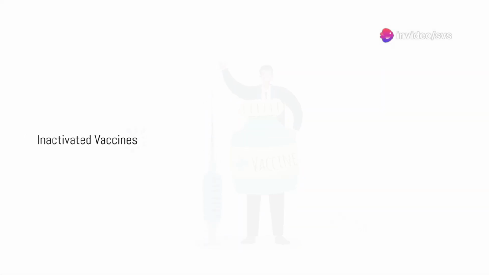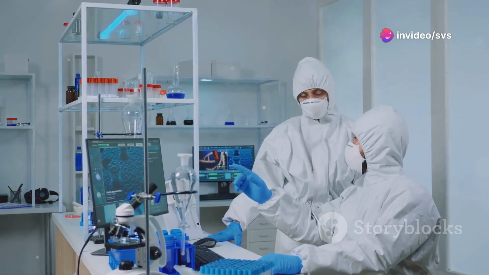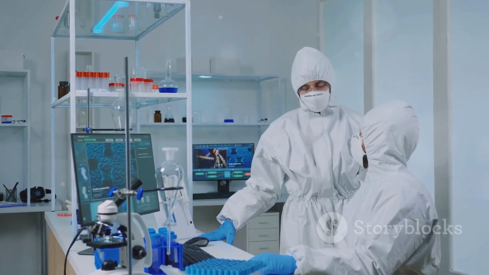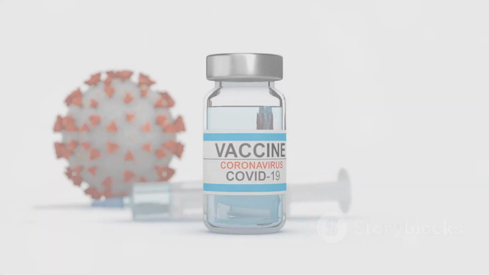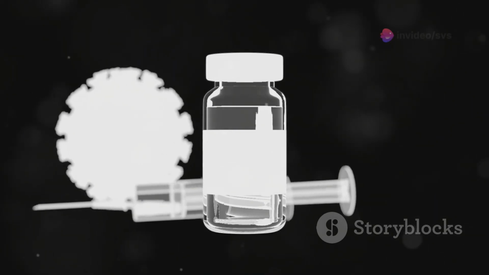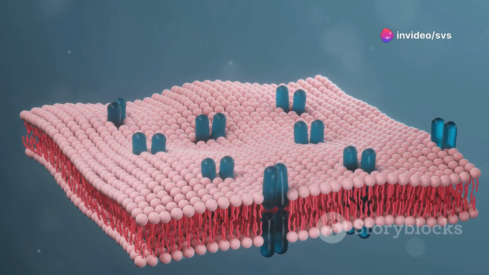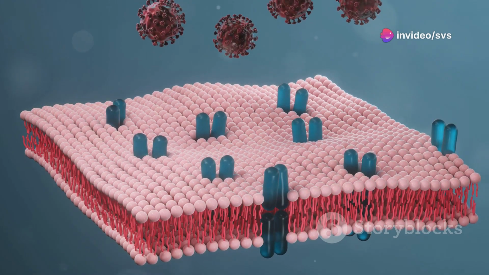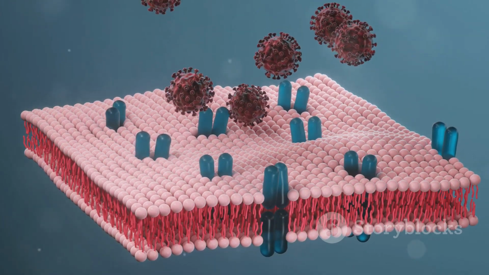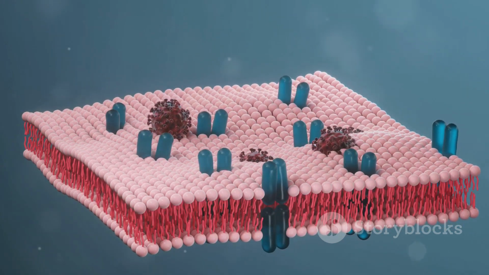Inactivated vaccines. These vaccines use pathogens that have been killed or inactivated and thus cannot cause disease. An example is the inactivated polio vaccine. Subunit, recombinant, polysaccharide, and conjugate vaccines. These vaccines include only specific components of a pathogen, such as proteins or polysaccharides, to provoke an immune response. Examples include the hepatitis B and Haemophilus influenzae type B, or HIB, vaccines.